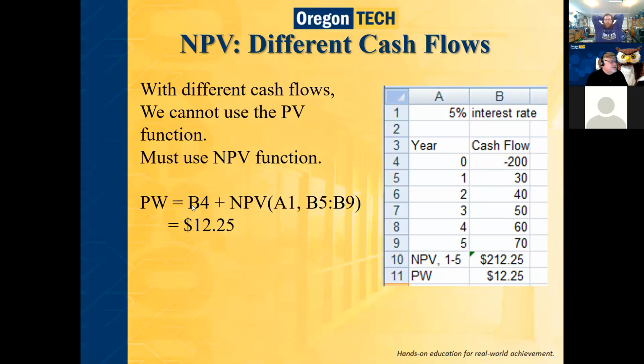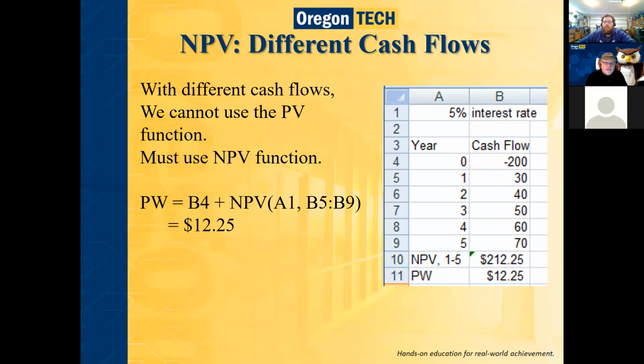Cool. So you add the initial investment, that B4 right here, to the calculation of net present value. It says it's worth $12.25. The net of all this is $12.25. $212.25 is the present value of these, and you net it against the $200 you paid out to get your net present value of $12.25.